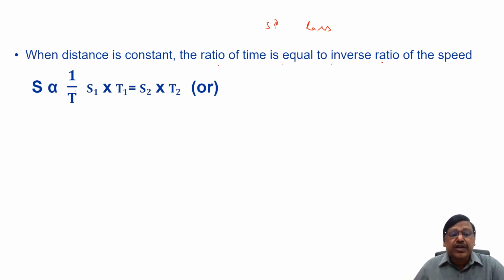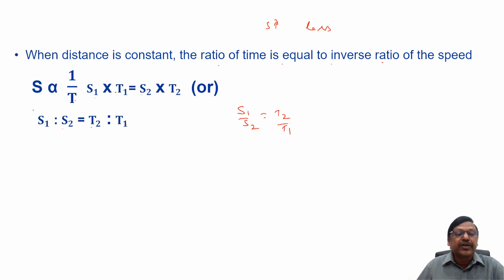Speed is inversely proportional to time, or we can say S1 into T1 equals S2 into T2, or S1 is to S2 equals T2 is to T1. S1 is to S2 means S1 by S2 equals T2 by T1, not T1 by T2. It is inverse, because speed and time are in inverse relation. And you know how this has come? When two variables are in inverse proportion, the product is constant.